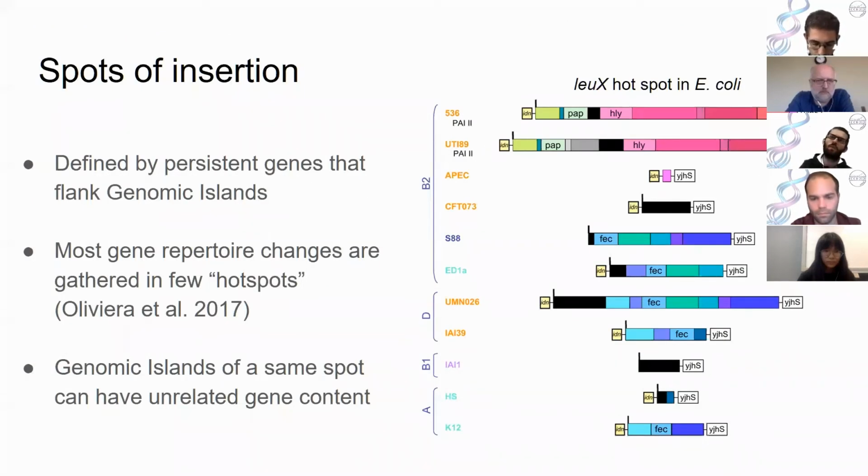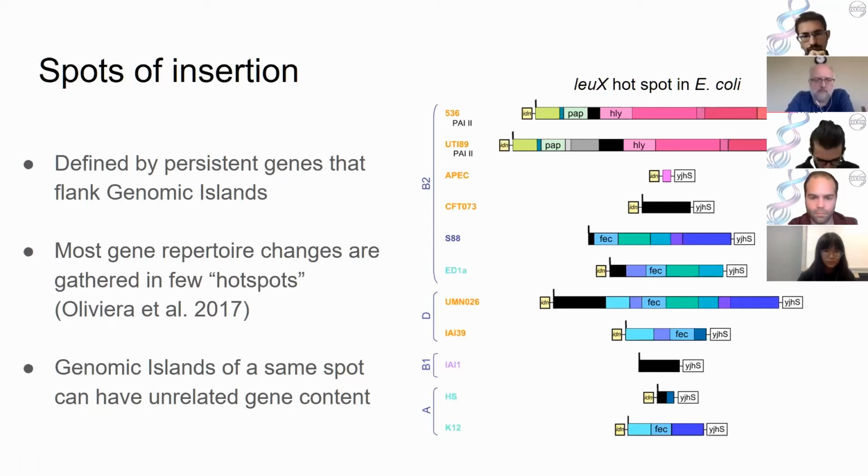So as I said, genomic islands display a very high level of gene repertoire changes, and most gene repertoire changes are gathered into very few hotspots. In this picture, you can see multiple genomic islands in a single hotspot. The colored squares are groups of genes, and there are sometimes no similarities between the genomic islands. We define spots of insertion by the persistent genes that flank the genomic regions rather than the gene content because of this. And genomic islands of the same spot can have unrelated gene content.